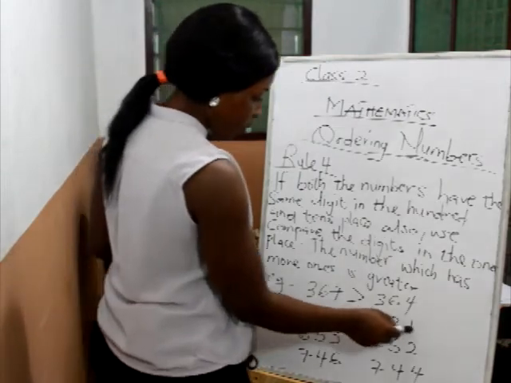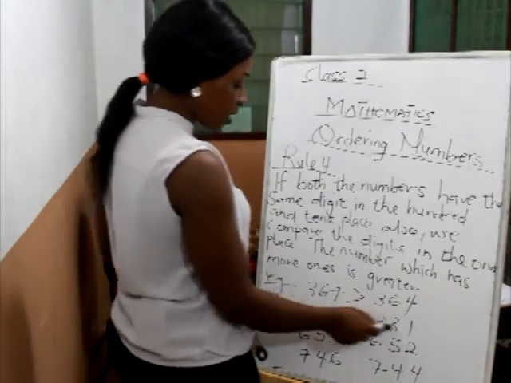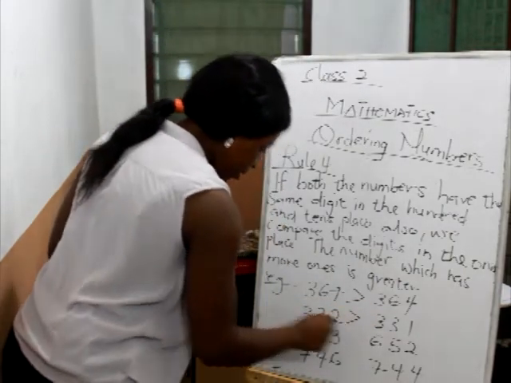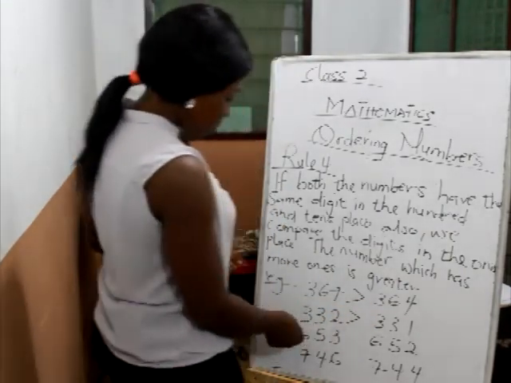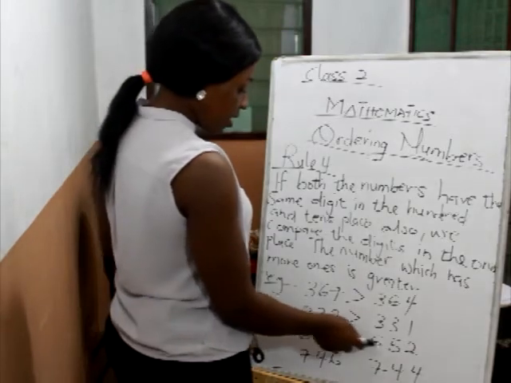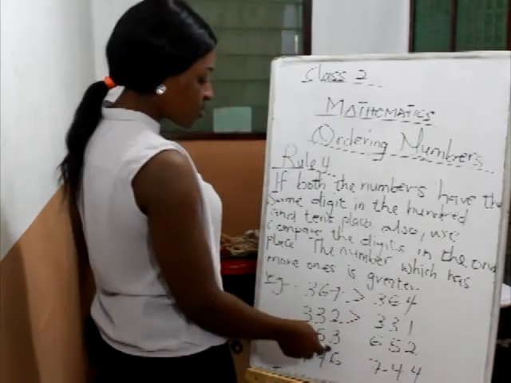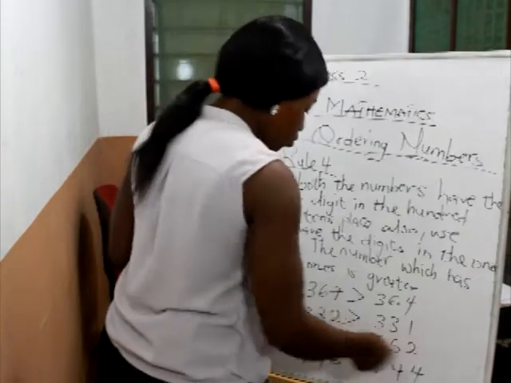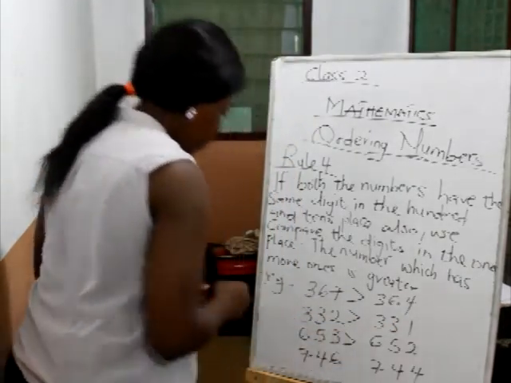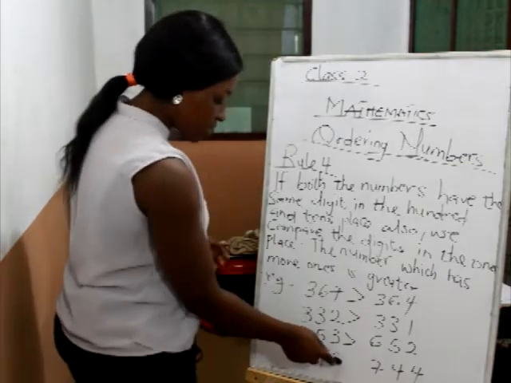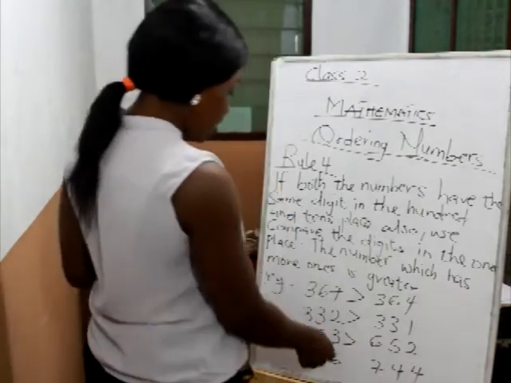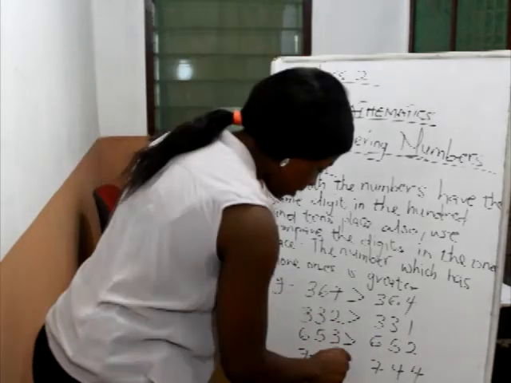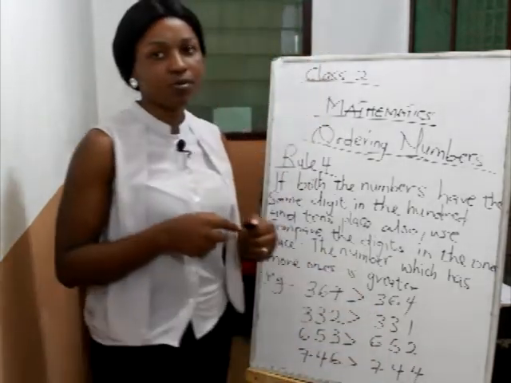332, 331. 2 is greater than 1. So 332 is greater than 331. 653, 652. 3 is greater than 2. So 653 is greater than 652. 746, 744. 6 is greater than 4. So 746 is greater than 744.